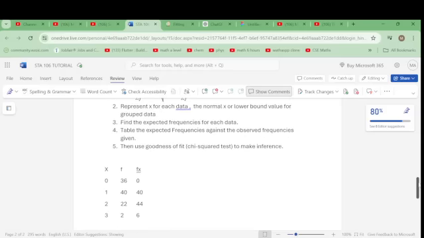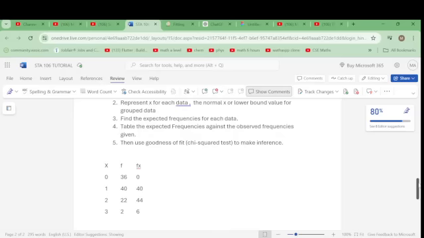What is the next one? Find the expected frequency for each data. That's the next step, and it is the step that is different for each probability distribution. It is different for the normal, different for the binomial, and different for the Poisson. So we'll be treating each one according to the type of distribution we are working on.